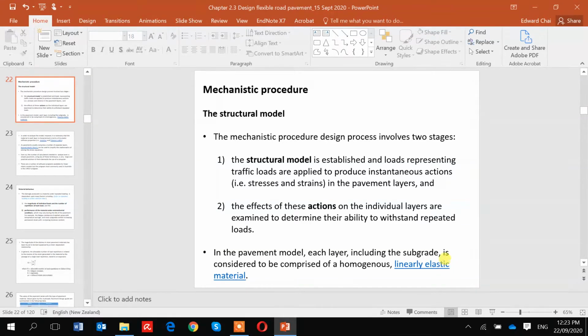Hello, good afternoon. I'd like to continue with this design of flexible pavement. Previously, I've talked about the empirical approach. So I'll look at the example of the empirical approach for the design of the pavement. In this case, we are going to talk further about the mechanistic procedure.